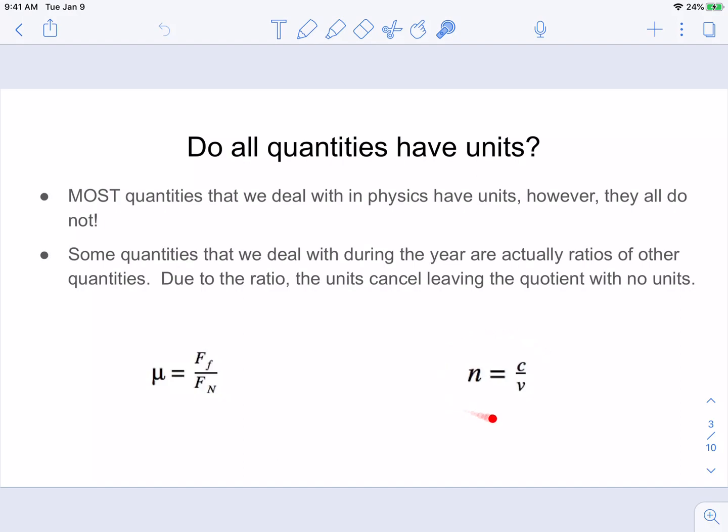The same thing happens here on the right-hand side. Okay, this is an equation for calculating the index of refraction of a material, and it's equal to the speed of light in a vacuum divided by the speed of light in a specific material. Well, since they're both speeds, they have the same units. So again, those units will cancel out, become 1, and your index of refraction ends up not having a unit. So I wanted to show you a couple of the exceptions so you know, okay, most of my numbers are going to have units, but there are going to be these few scenarios where they don't.